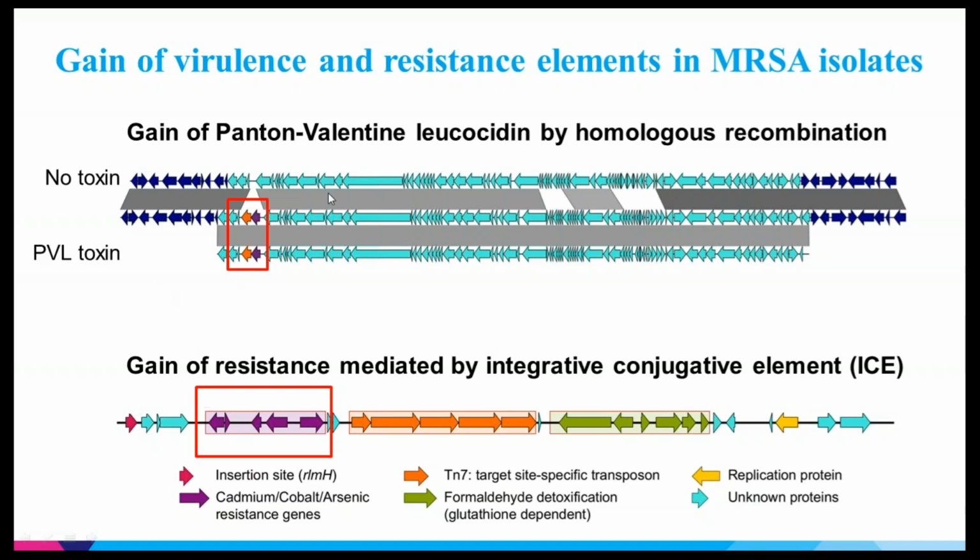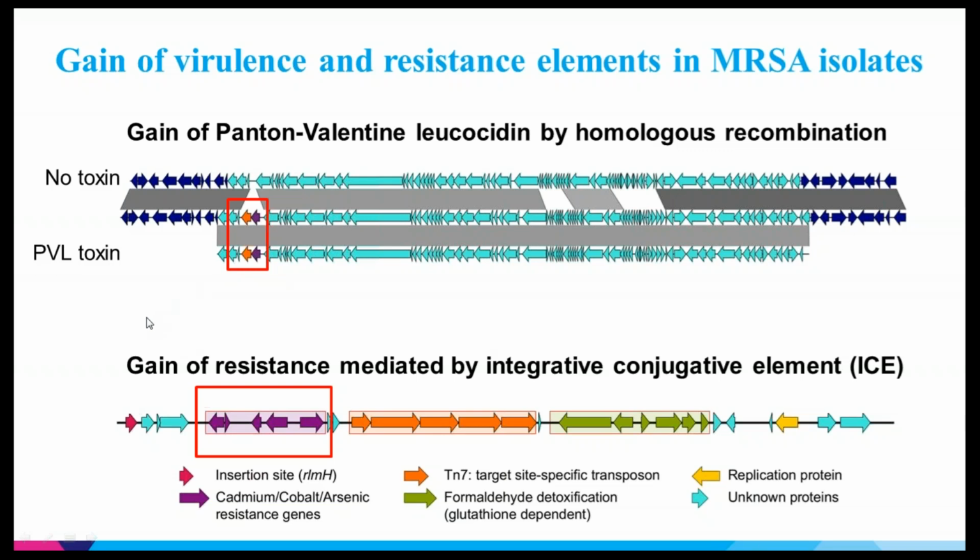And I'll give some examples of the types of gain and loss of elements that we see in this slide. We found one instance where a strain that was not expressing Panton-Valentine leukocidin, a toxin that has been associated with invasive growth for Staph aureus, gained this toxin locus through homologous recombination with another strain that contained this toxin. And again, this happens in an accessory genome element. This is a prophage, and these kinds of homologous recombinations are really hard to find in Illumina data.